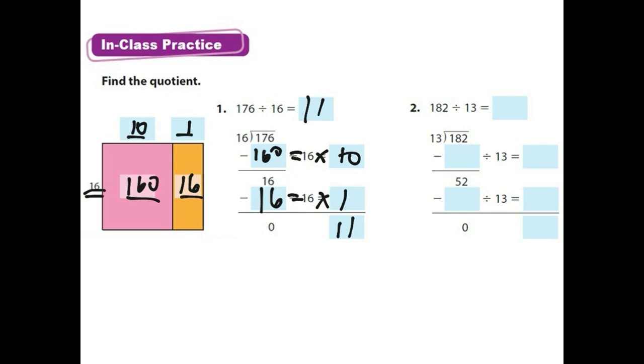Alright, so we do 13 times 10 is going to be 130. We subtract to get 52. 13 times 4 is going to be 52, so we get 14.